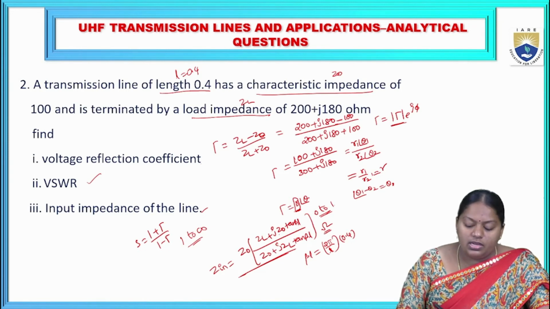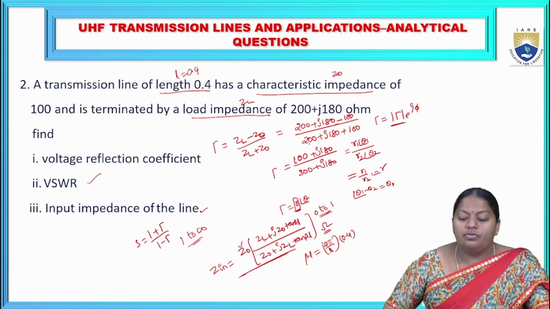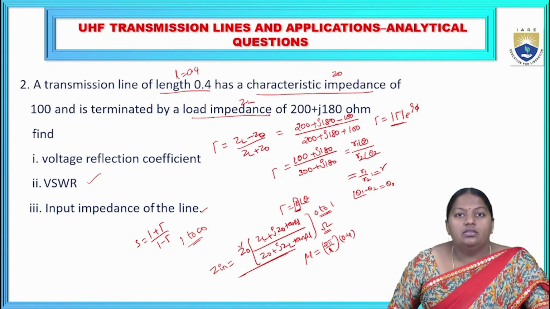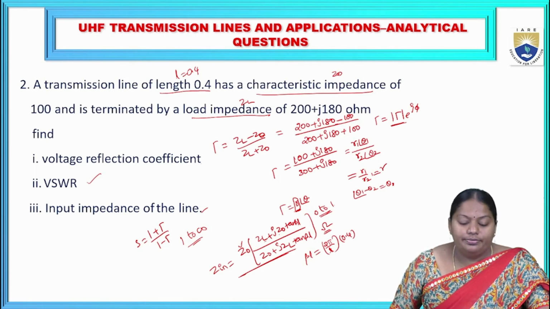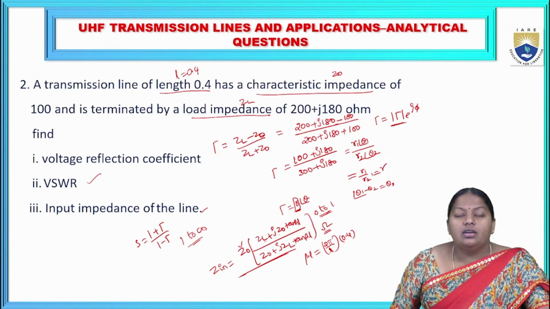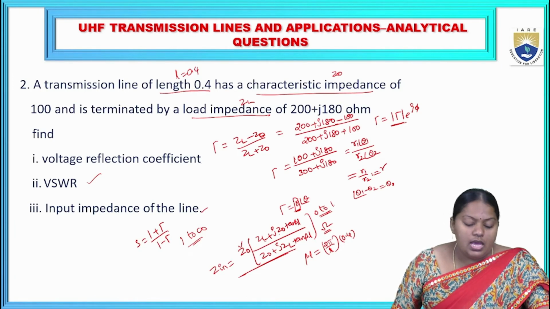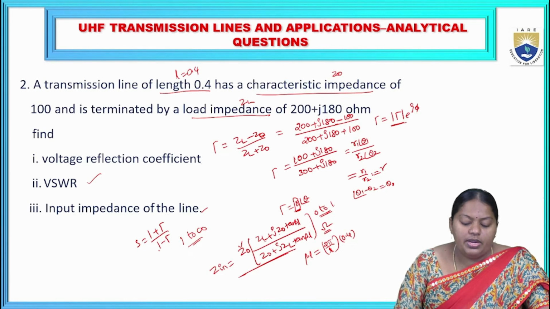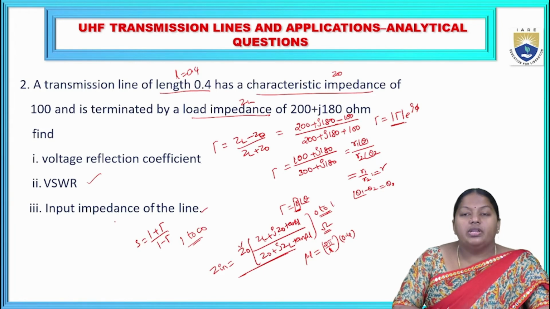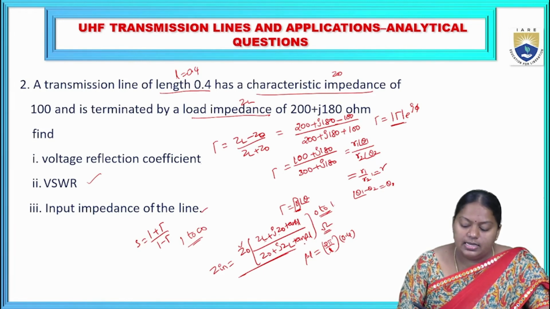Right? As we have considered, the Z0 and ZL values are given as 200 plus j180 and Z0 as 100 ohms. Right? So to find the voltage reflection coefficient, we use gamma equal to ZL minus Z0 by ZL plus Z0, and for the VSWR value, S is equal to 1 plus gamma by 1 minus gamma. For the input impedance of the transmission line, we use this formula.